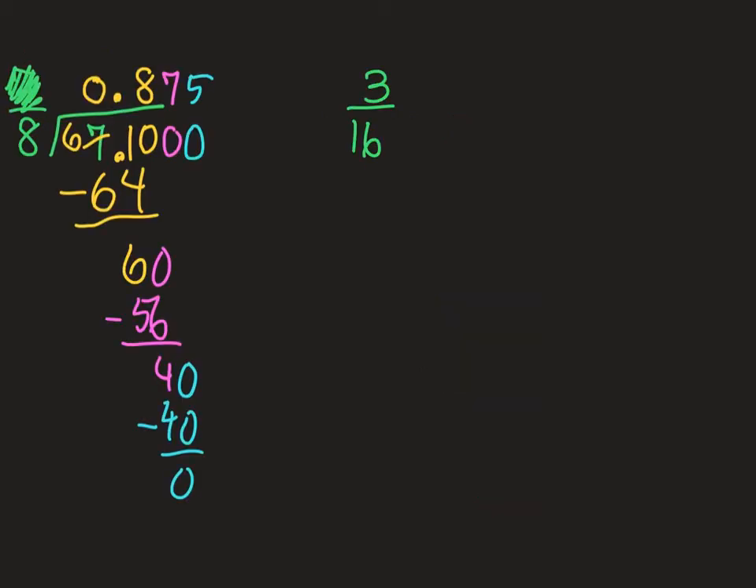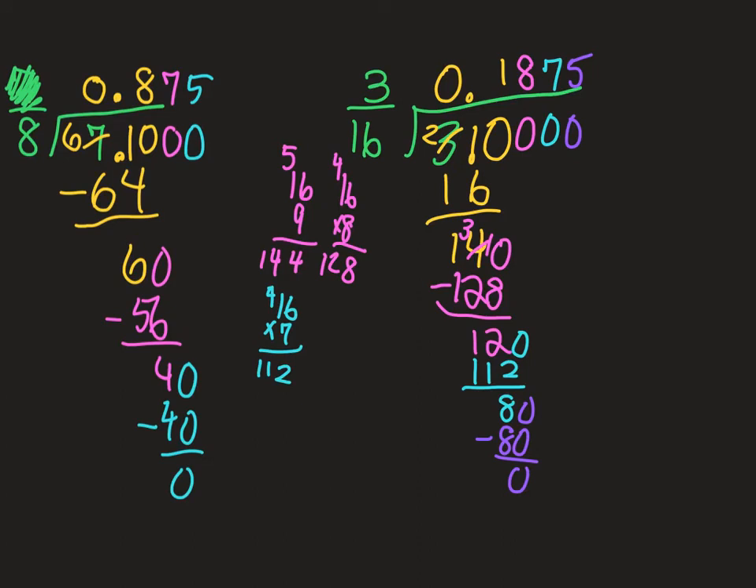It's your turn. Change 3/16 into a decimal. Stop the video. See if you are correct. Divide, divide, divide. I got 0.1875. I had to end up going 4 times, but I finally got it to end with a 0 remainder.